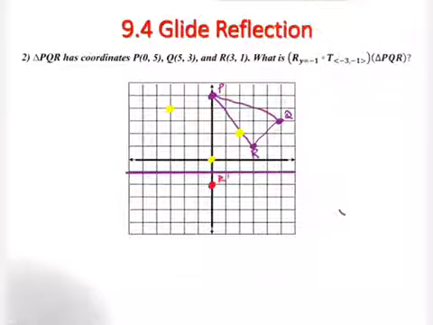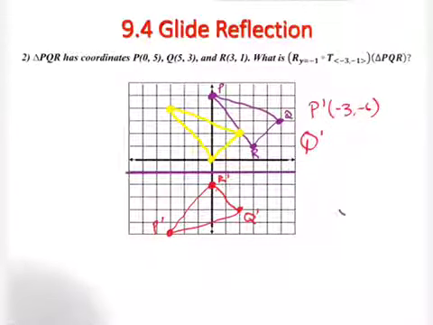So here we have R prime. Here we have Q prime. And then we have P prime. And so here's our image triangle. And so we have coordinates of P prime at (-3, -6). Q prime is at (2, -4). And R prime is at (0, -2).